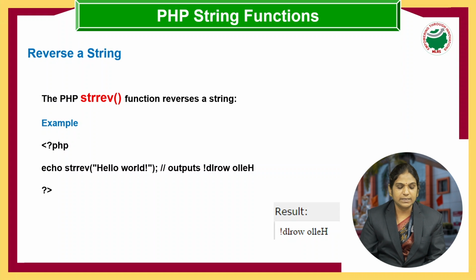And the next function is string reverse. strrev is used to reverse a given string and print it on the screen. Here, PHP echo strrev is the name of the reverse string function, with "hello world", and it is going to output the entire statement in reverse order, that is, first the apostrophe, then D, L, R, O, W. It is printed in reverse.